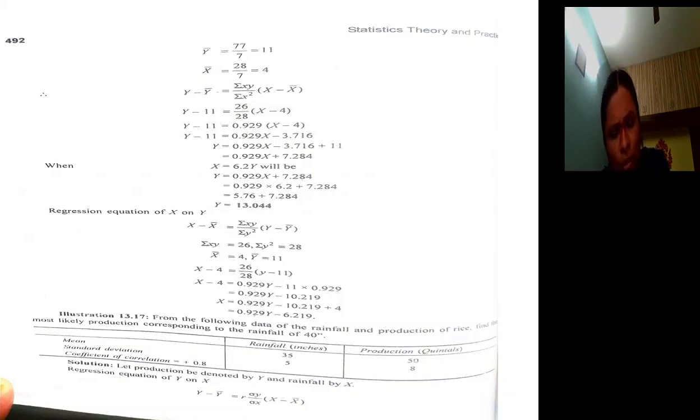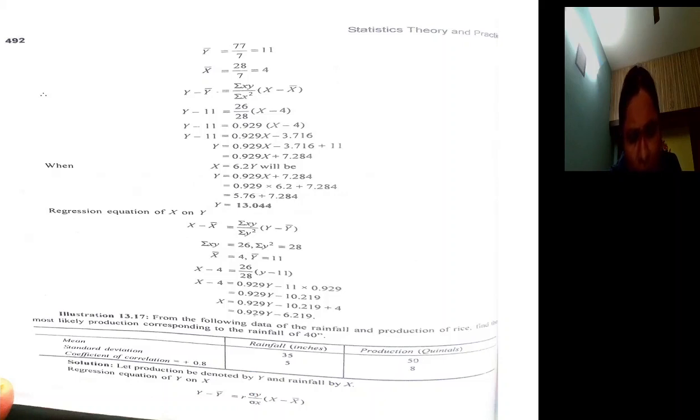So when rainfall is 40, what is the likely production? Mean rainfall is given in inches and production is given in quintals. Even when they ask us to calculate production corresponding to rainfall of 40 inches, it is not necessary to convert to a common measurement, which we did in one problem. You might be remembering that. Here it is not the case. Everything is given in inches.